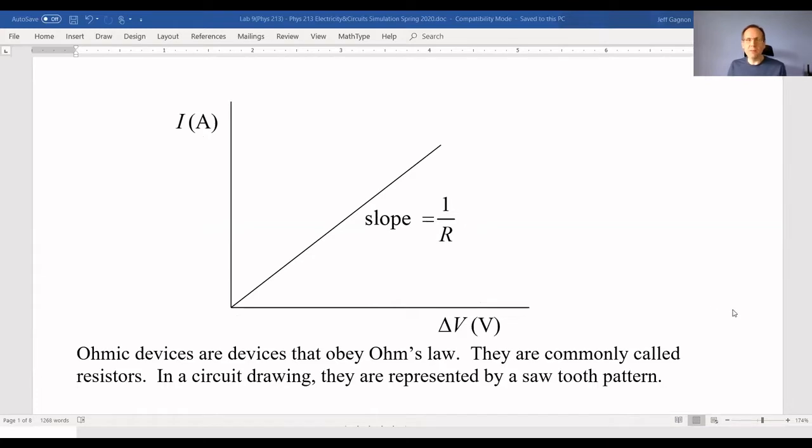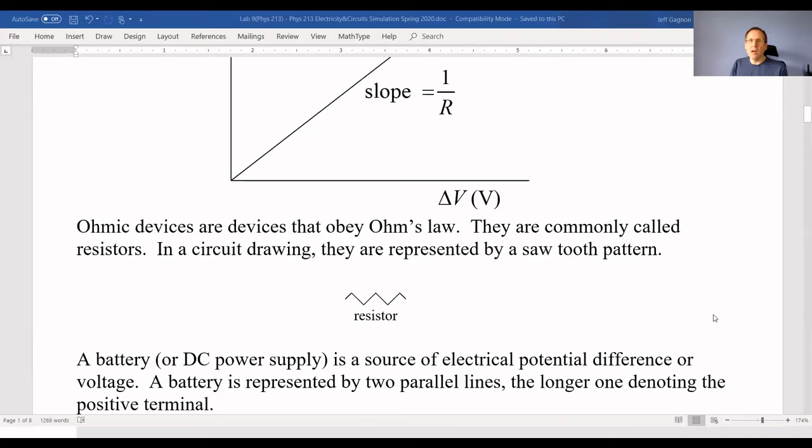Now, ohmic devices are devices that obey Ohm's law. And there could be many things that have resistance, right? You could have light bulbs or different objects in the circuit. In our case today, we're just going to use resistors. Okay, so resistors are devices that obey Ohm's law. They provide resistance to the current through the circuit. And in a circuit diagram, they're represented by a sawtooth pattern. So if you see a sawtooth pattern, that just represents a resistor.